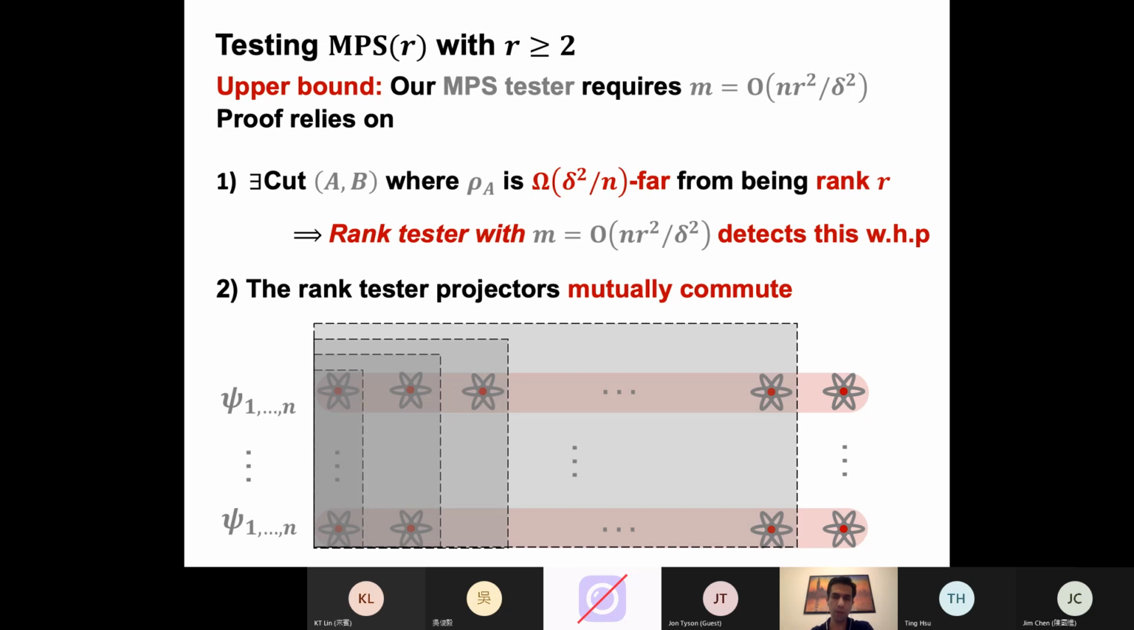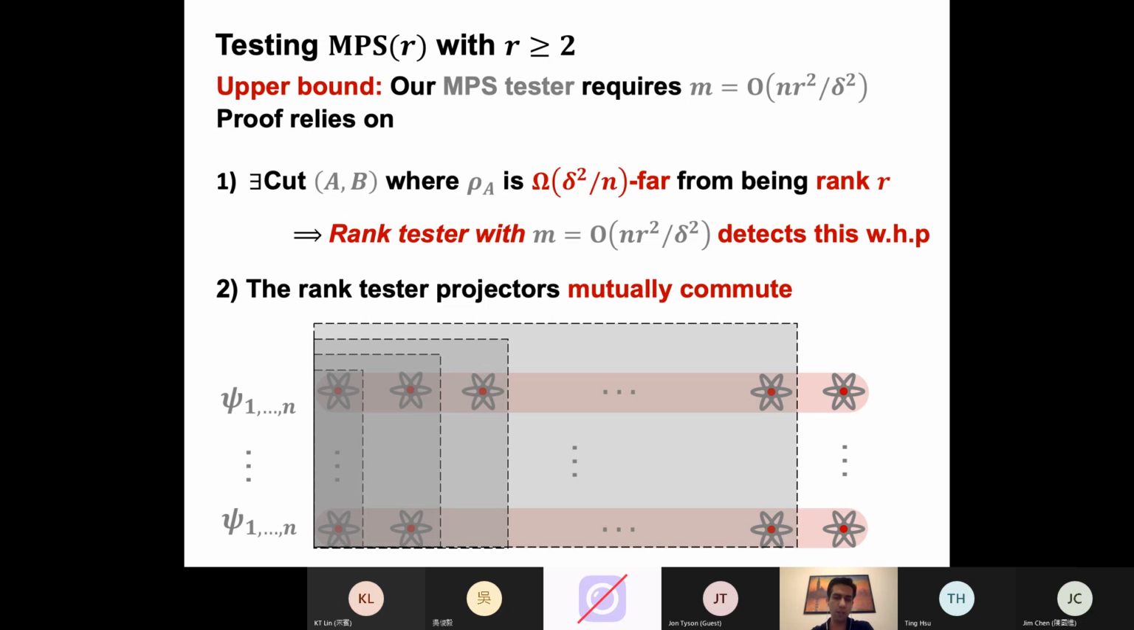Okay, so that's good, but we actually don't know where this cut is. And we are performing the rank tester on each of the n cuts in this state to detect this specific bad cut. So in the second step of the proof, we show that these rank testers that we simultaneously perform on all cuts mutually commute with each other. And therefore, the order that they're applied doesn't matter.